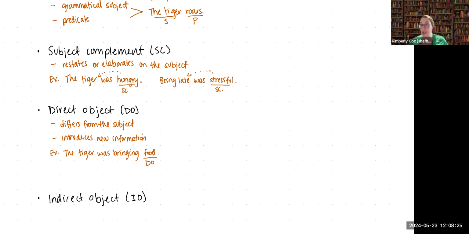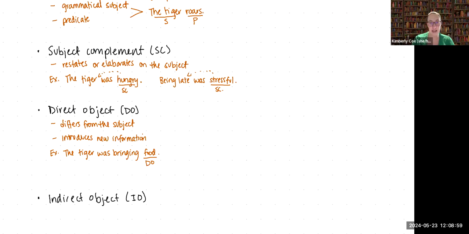Okay. Now, food is not the same as tiger. So we're introducing additional information, which means it's a direct object, right? The tiger is bringing it. And so because it is different from the tiger, what you have here is a direct object. And these are simple sentences. We'll get into more complicated ones as you move into the practice quizzes, but I think sometimes just having a baseline understanding can be really helpful. So the tiger was bringing food. Solid example of a sentence that has a subject, predicate, and a direct object.